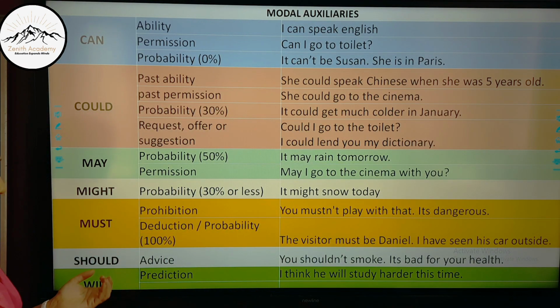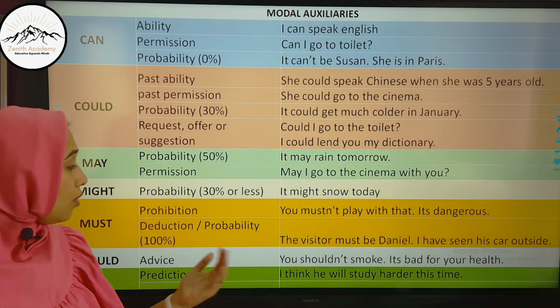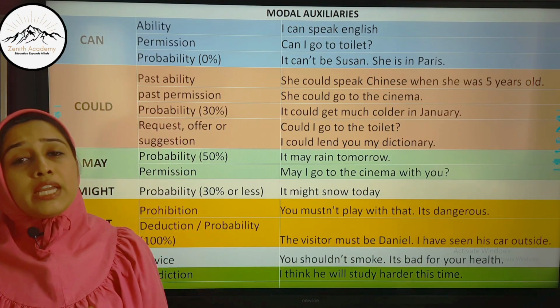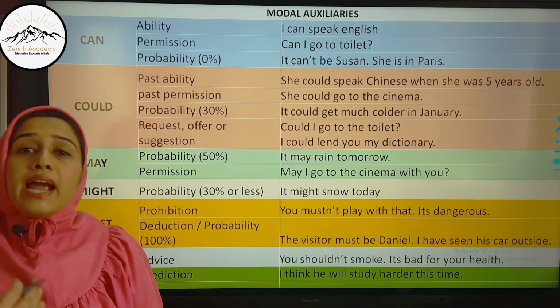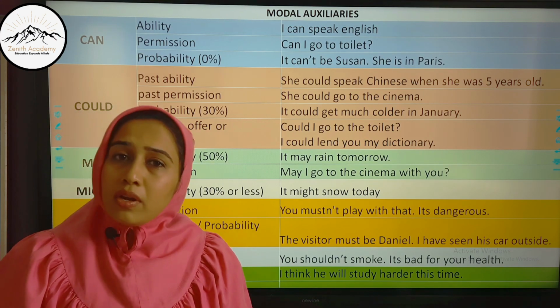Next one is should. Should is used while you are giving advice. So you shouldn't smoke. It is bad for your teeth. You should brush your teeth twice a day. So these are the advice given. The listener may or may not accept your advice.